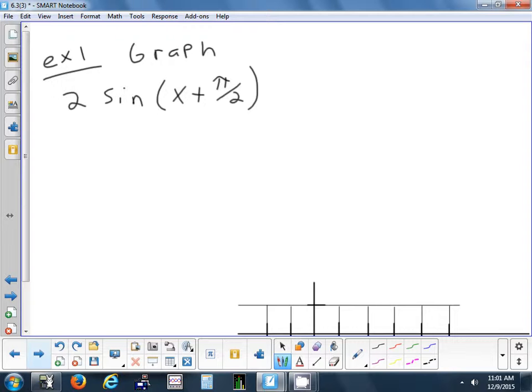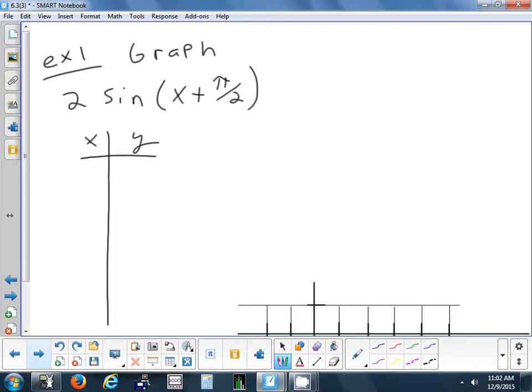Which one do I do first? My plus pi over 2 or the times 2 in the front? Plus pi over 2. And what is that transformation? A phase shift. So for now, we're going to start with all our y values the same.